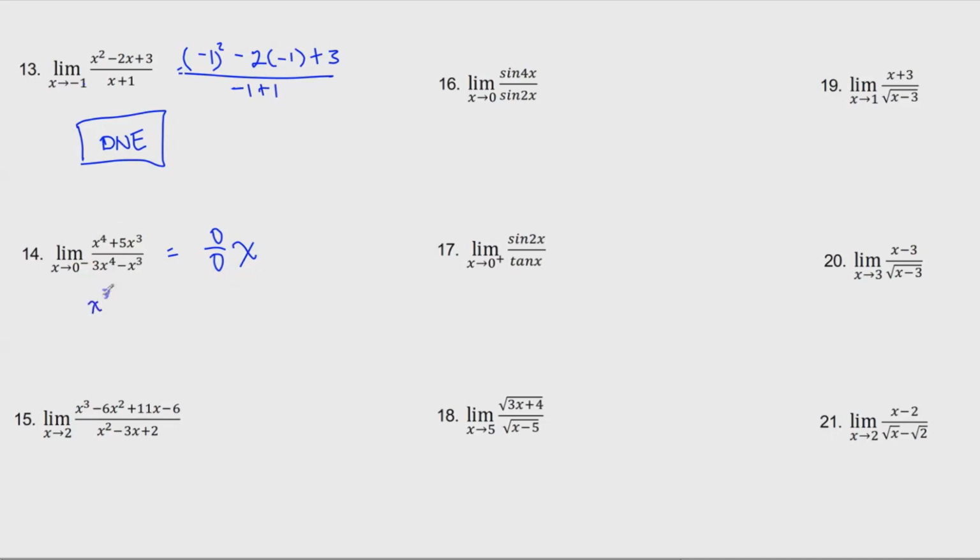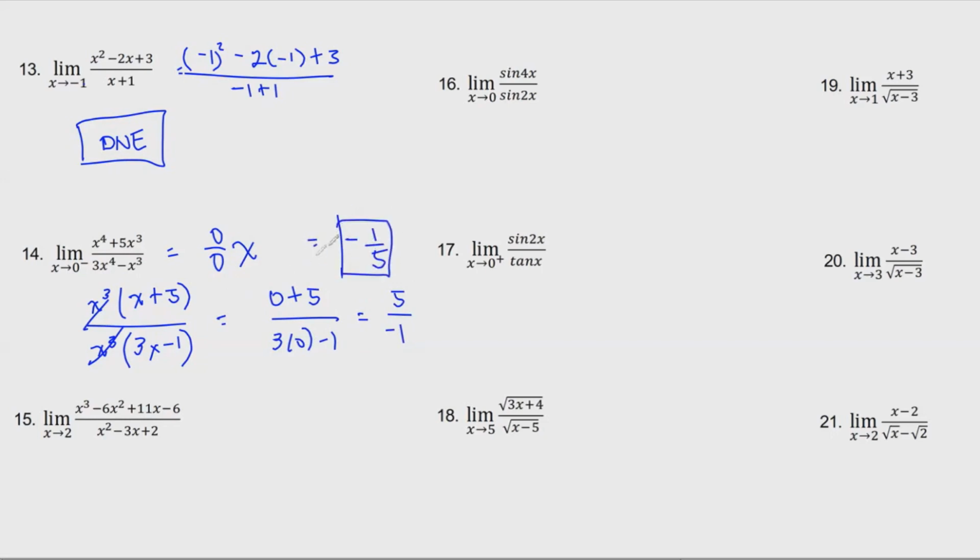So I can factor out x cubed from this one, so I'll be left with x plus 5. And then I can also factor out x cubed from this expression, so I will be left with 3x minus 1. In this case, I can now cancel out x cubed, and I'm left with x plus 5 over 3x minus 1. Now I can substitute the value of 0 here, that is 0 plus 5 over 3 times 0 minus 1. And then I will get 5 over negative 1, and that is equal to negative 5. So the answer here with the limit is negative 5.